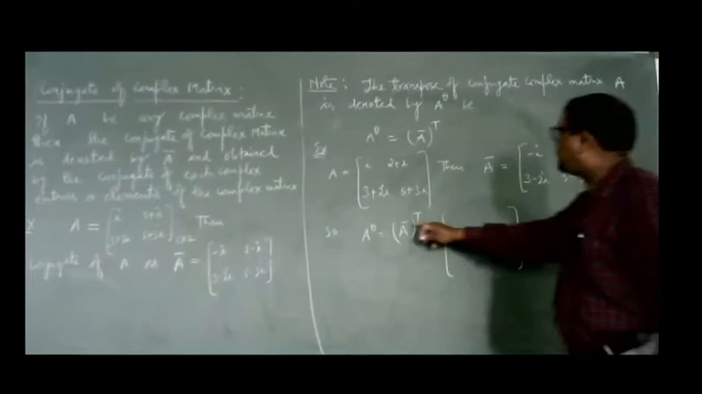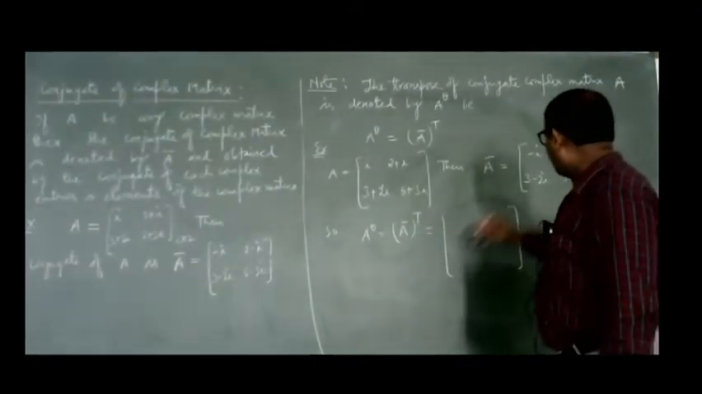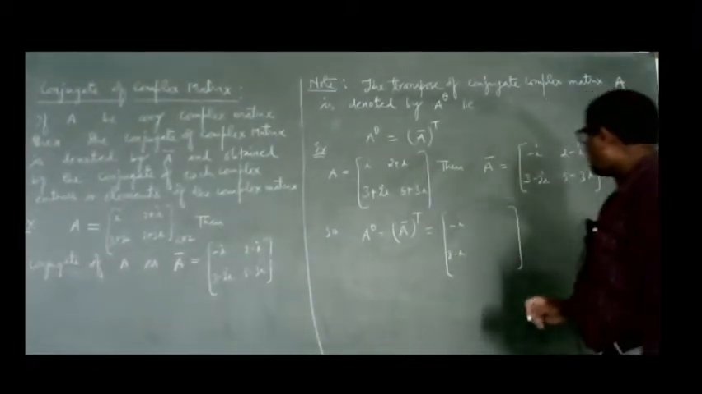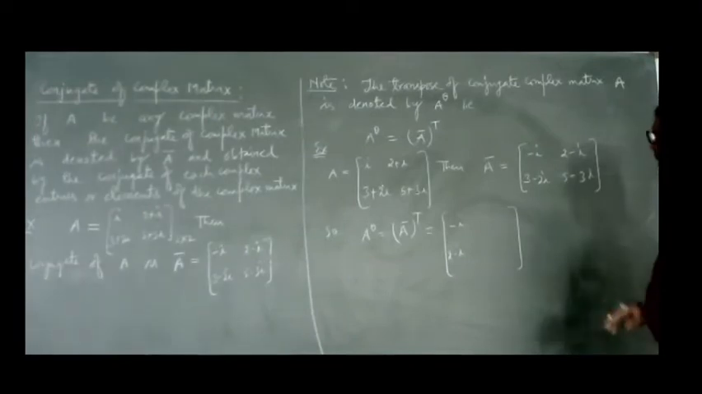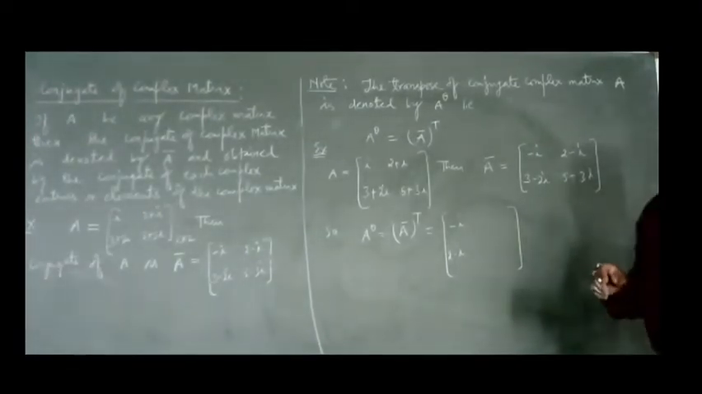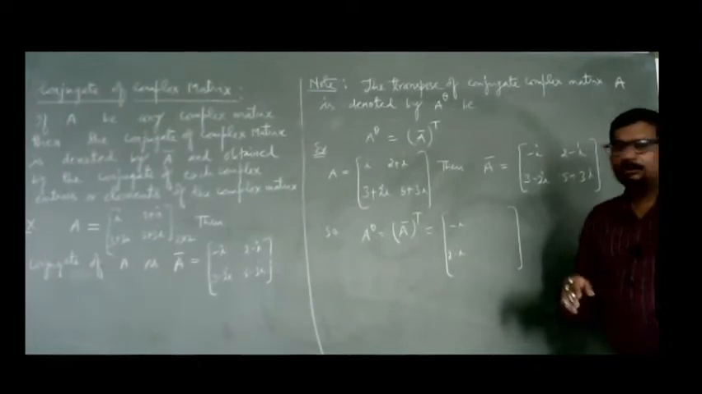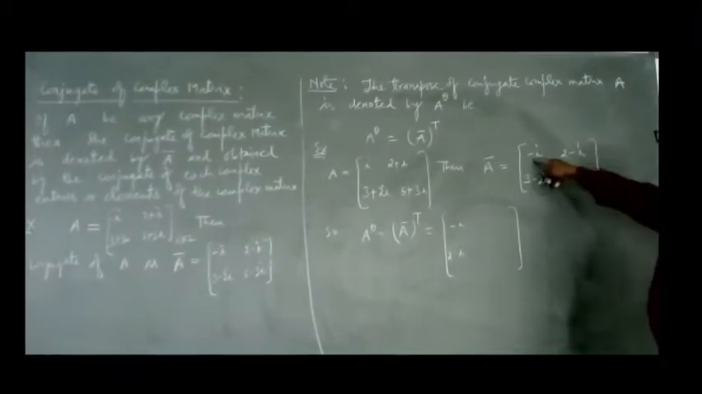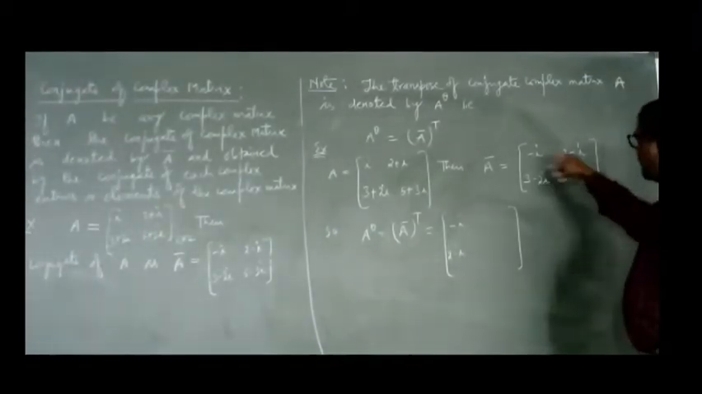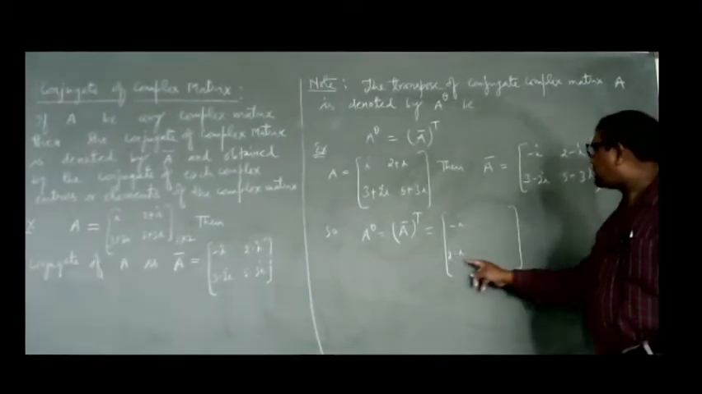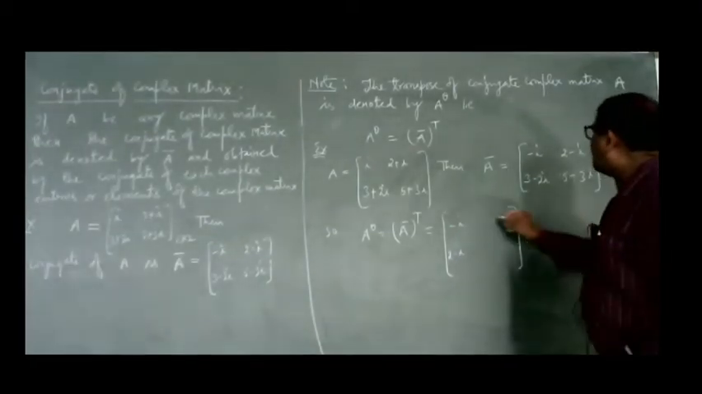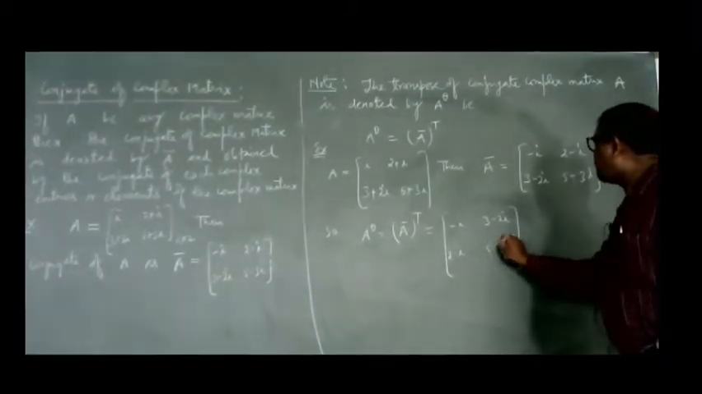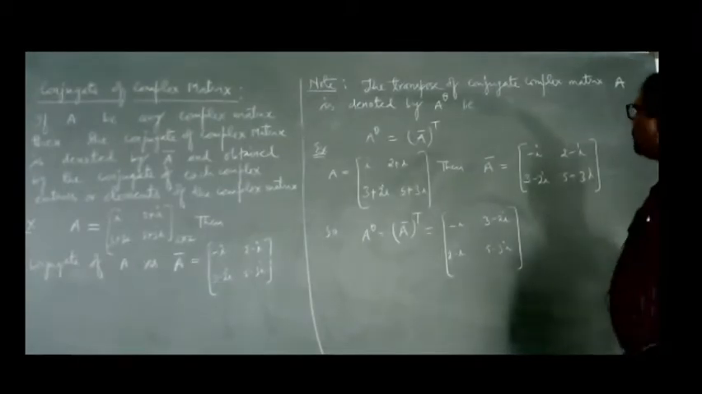Transpose of this A bar matrix is minus i, 2 minus i, because transpose of the matrix is obtained by interchanging rows into columns. So here the elements of the row are minus i and 2 minus i. This can be interchanged with the first column. So it is minus i, 2 minus i. And the second row can be written as 3 minus 2i into column is 5 minus 3i. This is the transpose of conjugate matrix A.